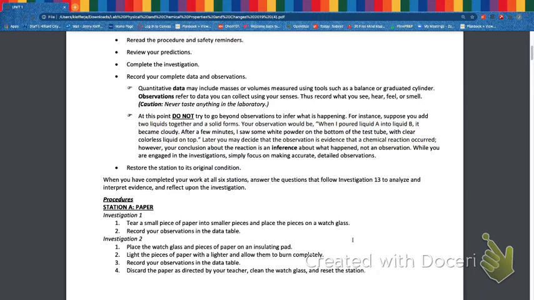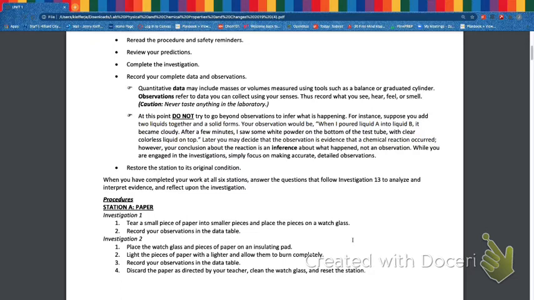So we're going to be looking at how things look, what their color is, what their texture is. We're going to be looking for bubbles. We're going to be looking for solid. We're going to be looking for something getting cloudy that wasn't cloudy before. At this point, do not try to go beyond observations to infer what is happening.